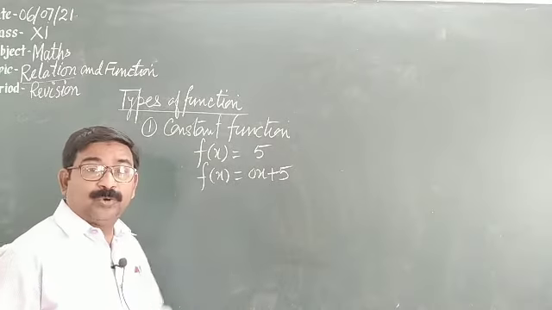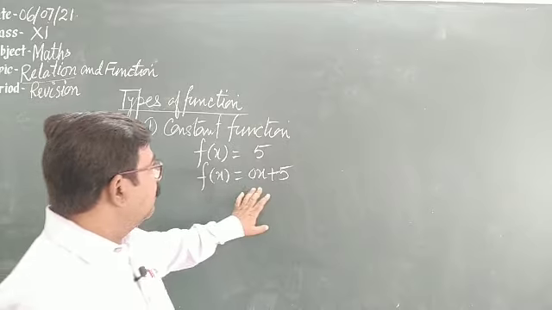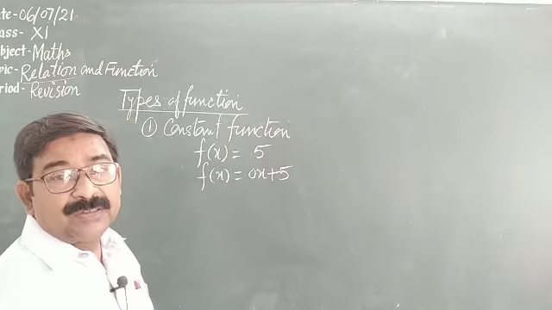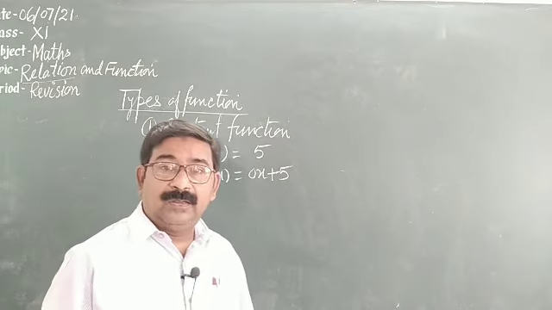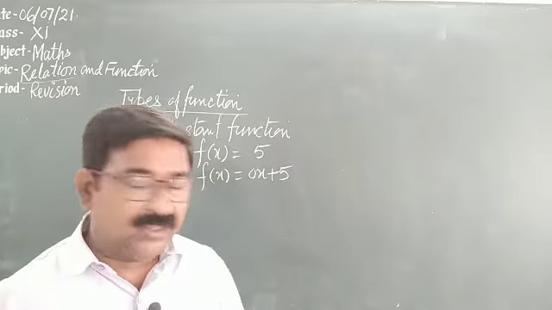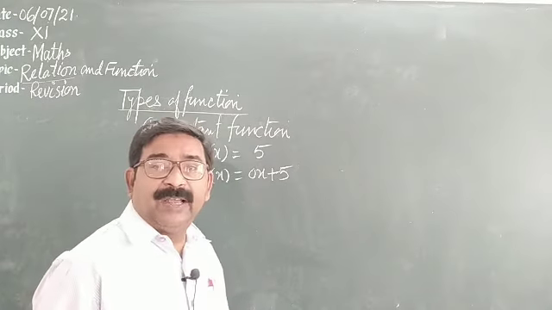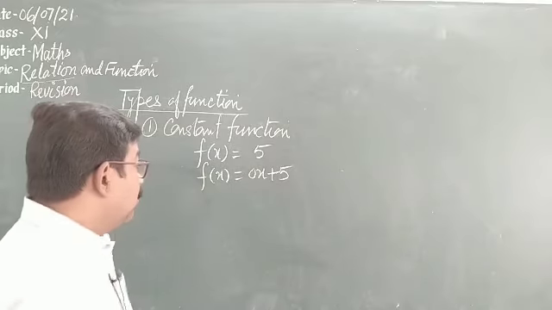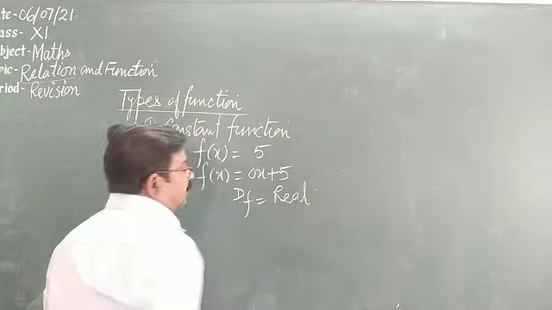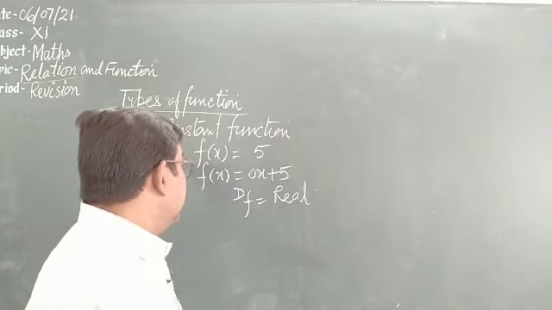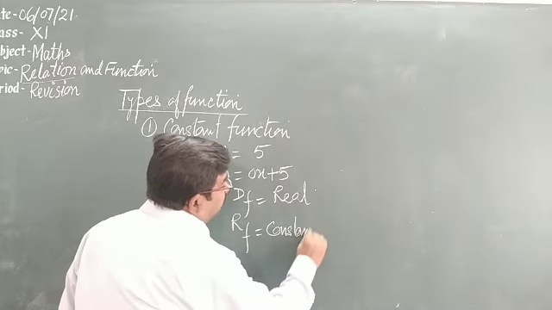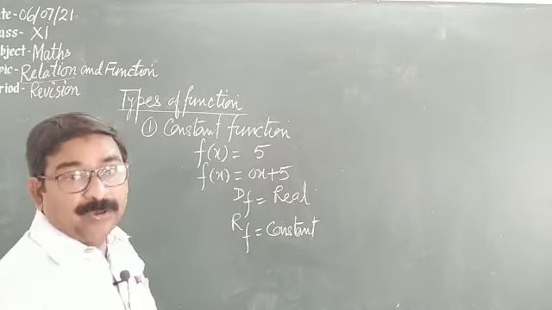0x + 5 means x is 0. So whenever we have this kind of function, that is a constant function, its domain is always real. You have to memorize the type of function and its domain and range. So in case we have a constant function, the domain of the function is all real and the range of the function is that constant value.